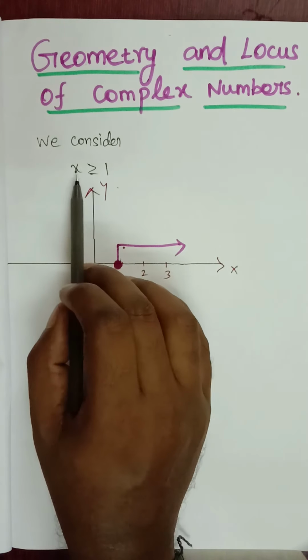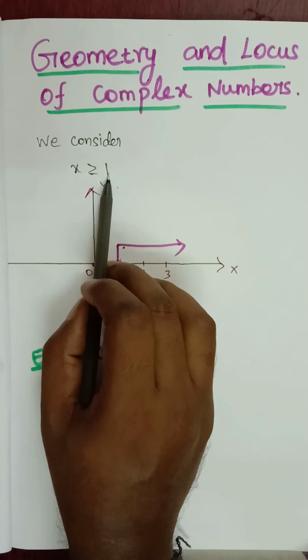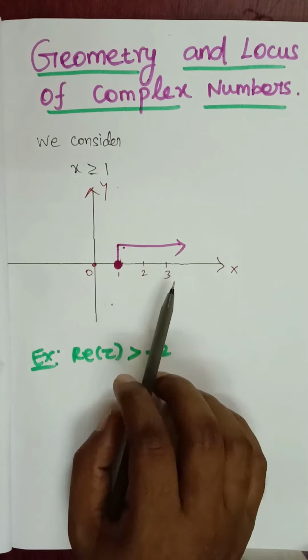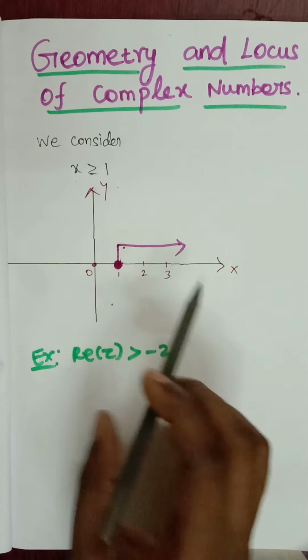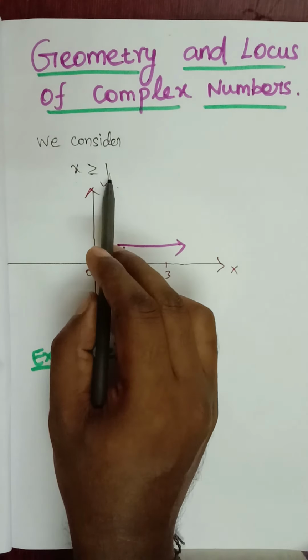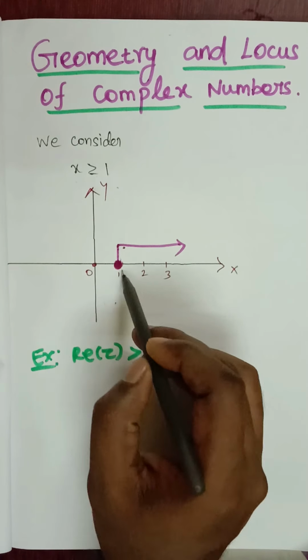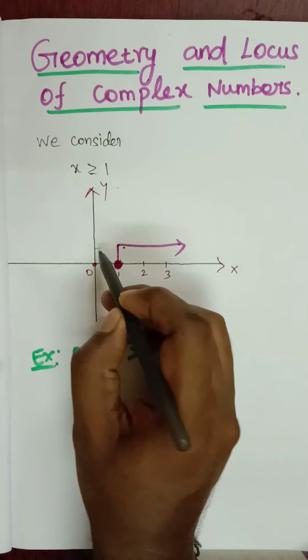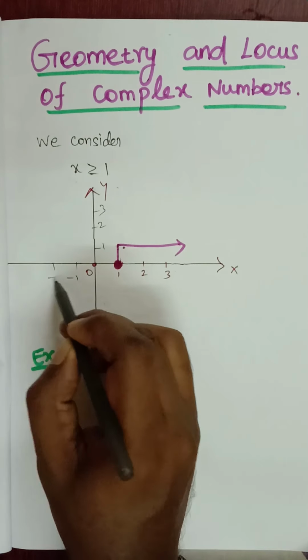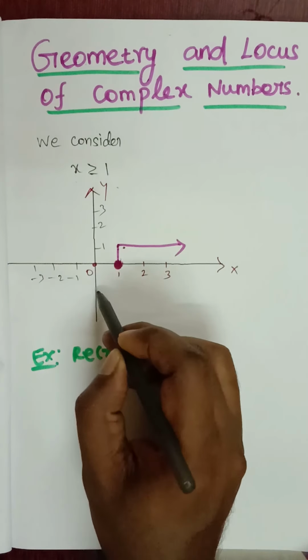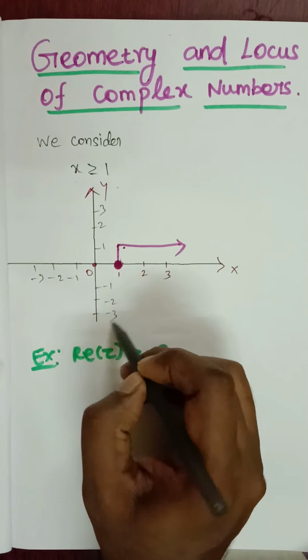We consider x greater than or equal to 1. How do we represent it geometrically? I am going to take the x-axis and y-axis. The x values are 1, 2, 3, and the y values are also 1, 2, 3. On the left-hand side, minus 1, minus 2, minus 3, and here also minus 1, minus 2, minus 3.